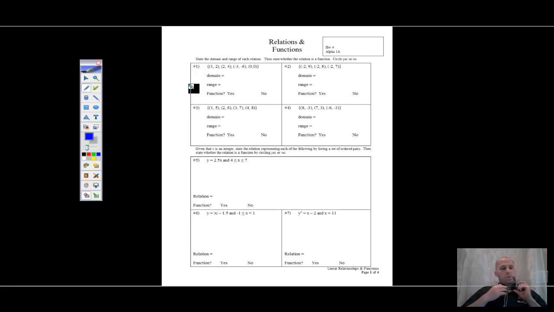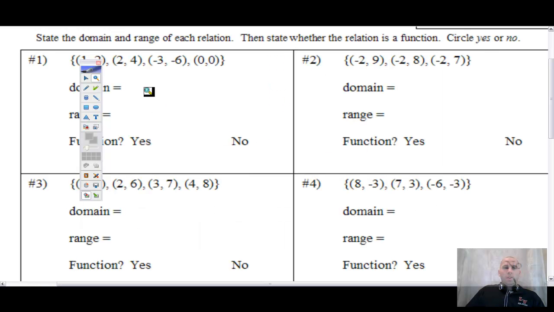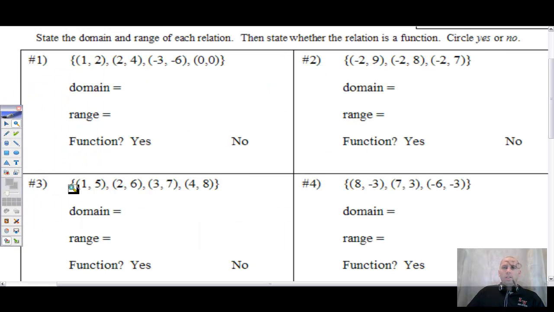Alright, we are supposed to state the domain and range of each relation, then state whether the relation is a function.